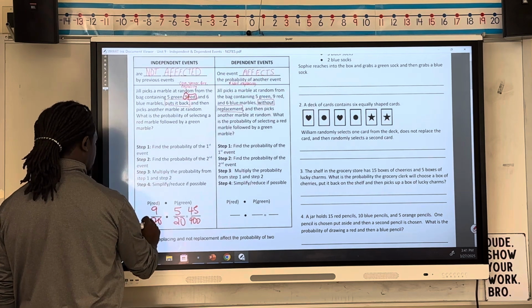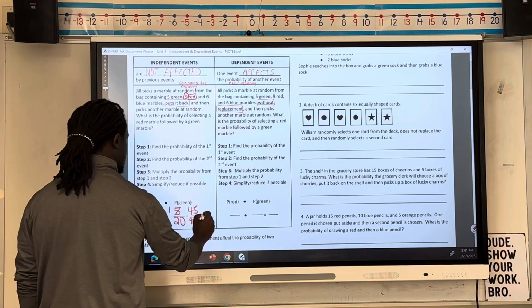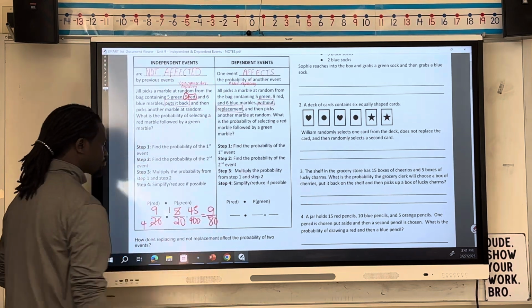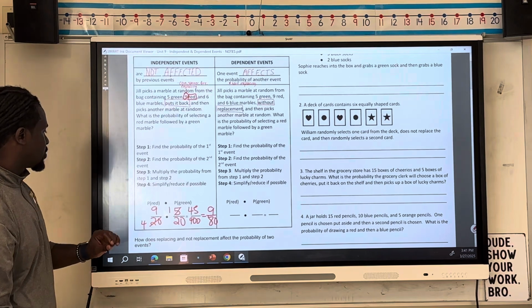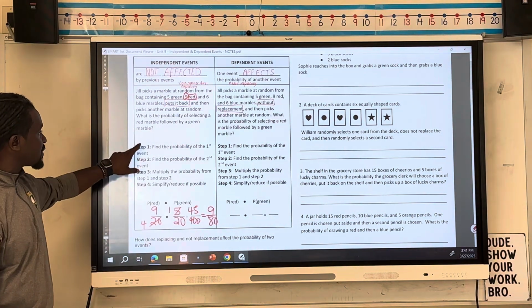You don't have to do this part. I'm just simplifying this. This is a kind of an easier way to do that. So this is going to simplify to 9 over 80. And making sure that, yeah. So that is my fraction. Maybe that can be simplified, but for the sake of time, I'm going to move on.